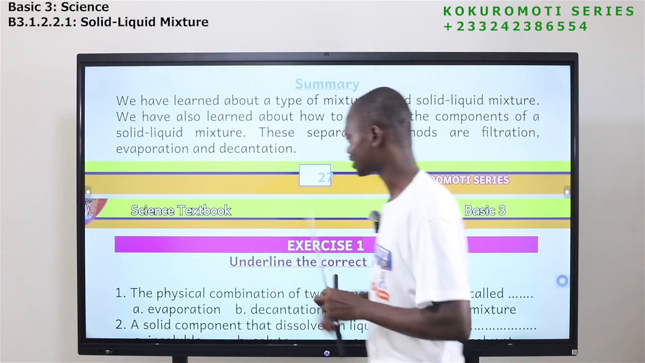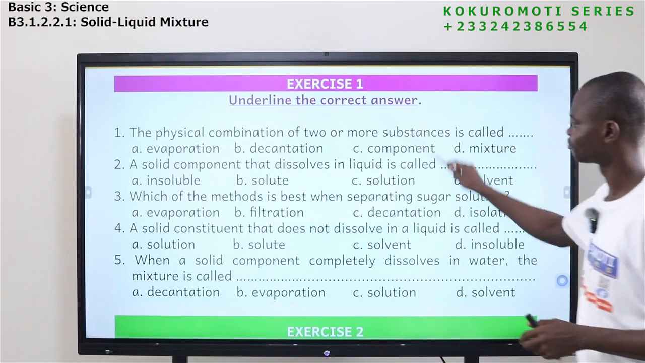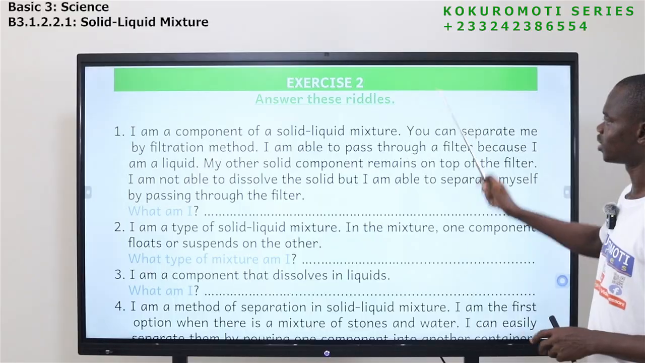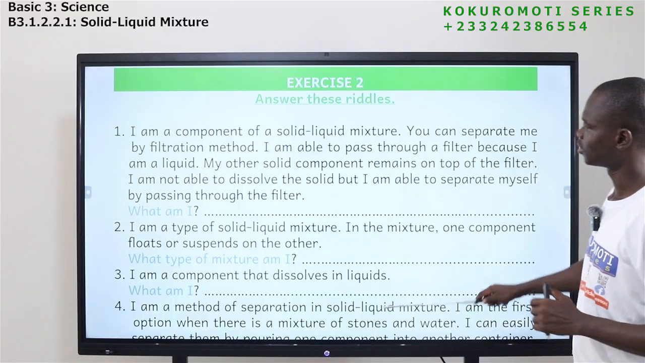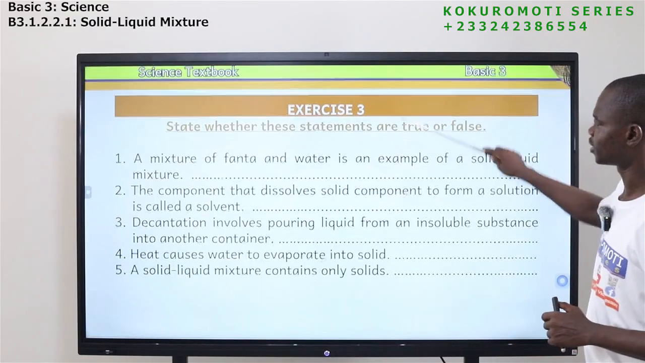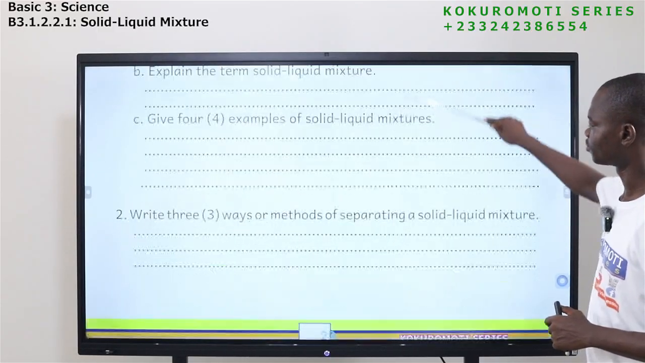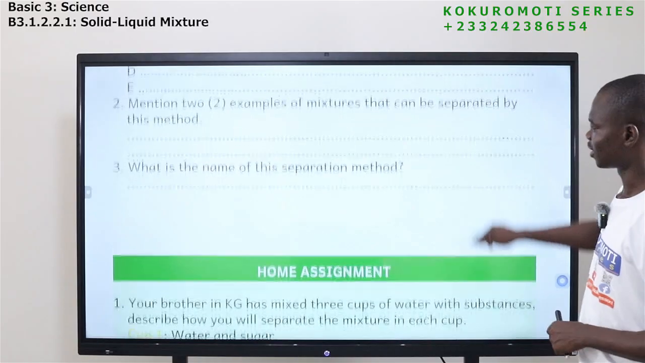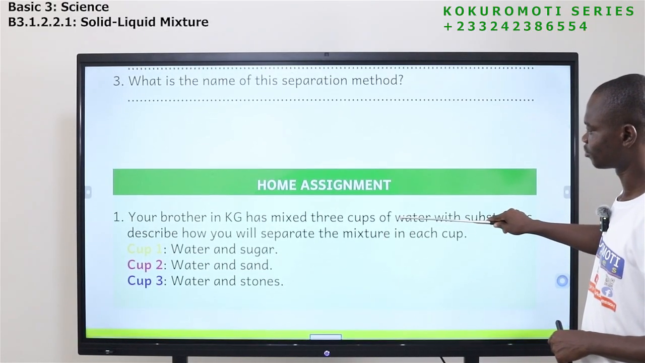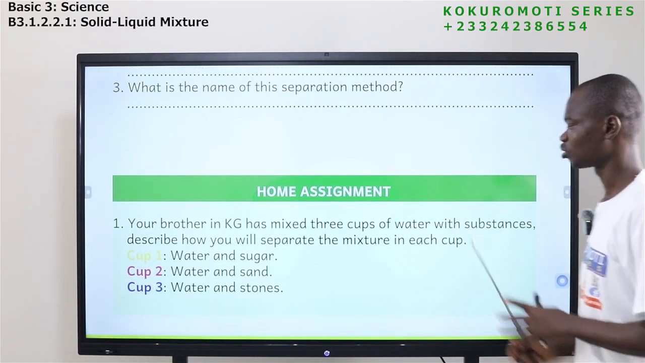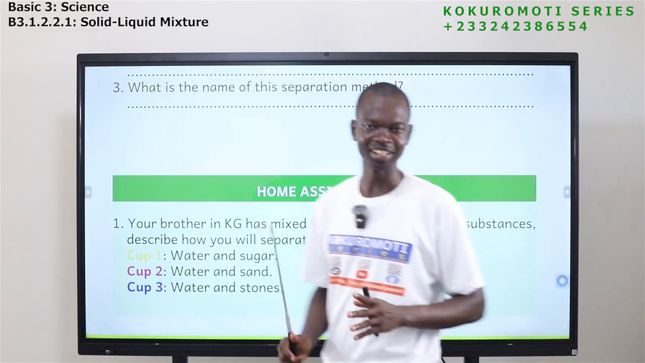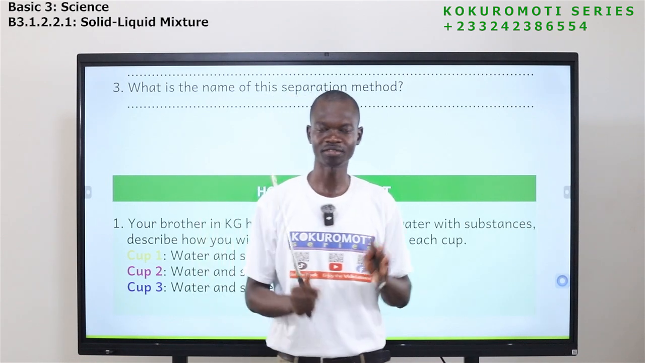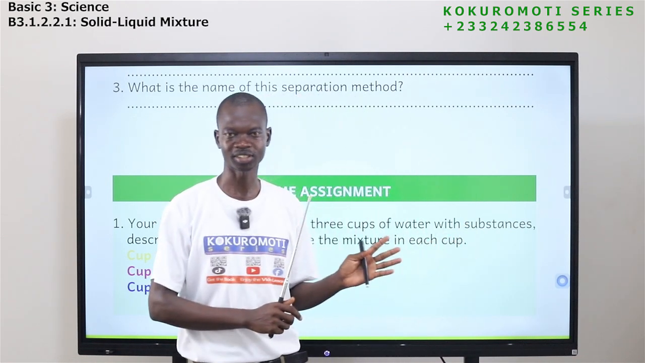So let's look at the exercises. We have exercise 1, 5 questions. Exercise 2 is in the form of riddles. Exercise 3 is here. Exercise 4. Exercise 5. And then we have home assignments here. This is what you are doing for me. The questions are easy and simple. I believe you have understood everything, so you'll be able to answer all the questions.